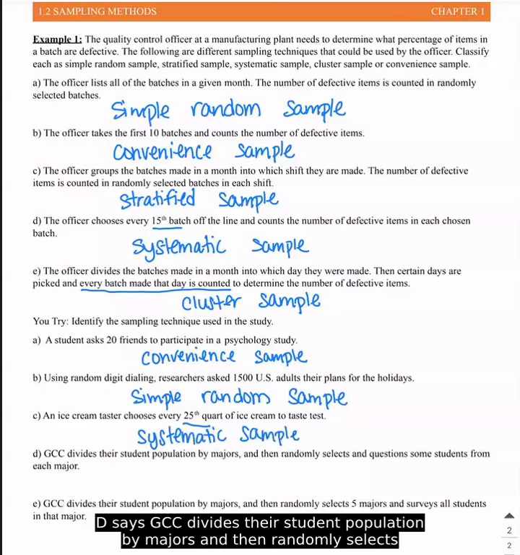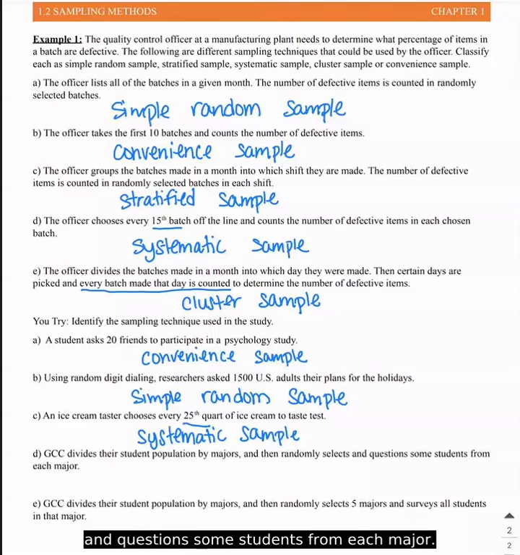So D says GCC divides their student population by majors and then randomly selects and questions some students from each major, right? So some students. So this idea would be it's stratified. So a stratified sample.